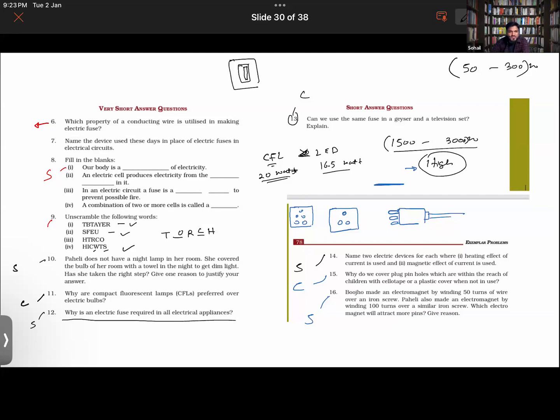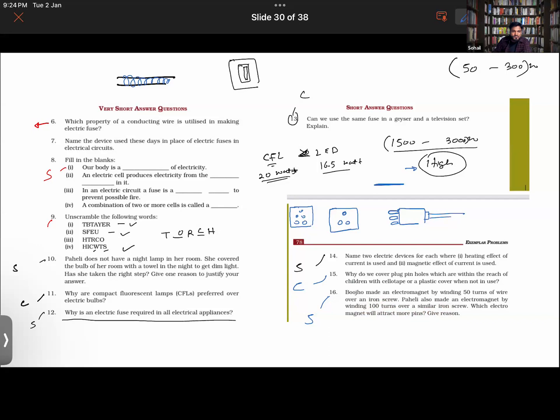Okay, now, somewhat similar question Sundus also answered, but she just didn't explain it that much. Chakrika, good. Both of you have answered it. In the chapter I told you, if in an electromagnet I increase the number of turns of the coil, the strength of magnetism will increase. Paheli's magnet has 100 turns over the iron screw, so the strength of magnetism is more, and thereby it will attract more pins. That is a simple thing.